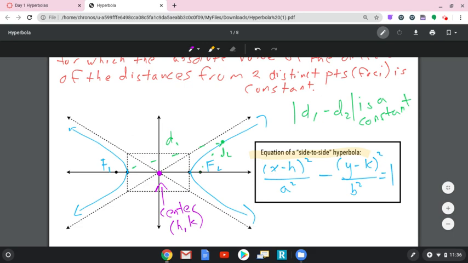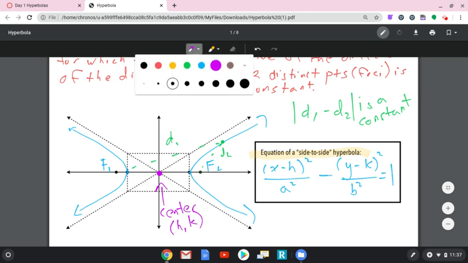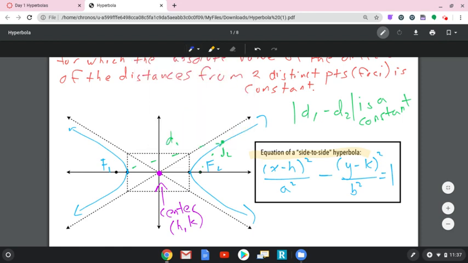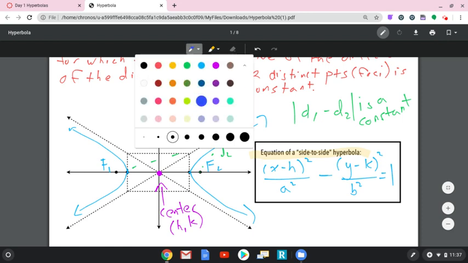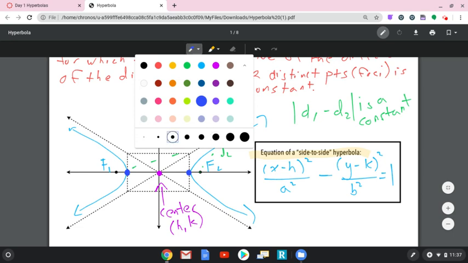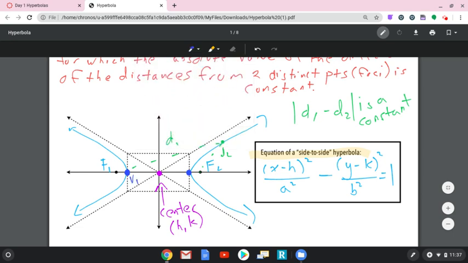Nothing is changing there. Now, if I look at the vertices, we're talking about our side-to-side hyperbola now. Let's do a darker blue. These are my vertices. Let's make them big dots too. Those are my two vertices: vertex 1 and vertex 2. Okay. Now, how do we find your vertices?